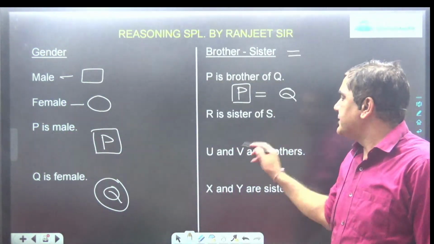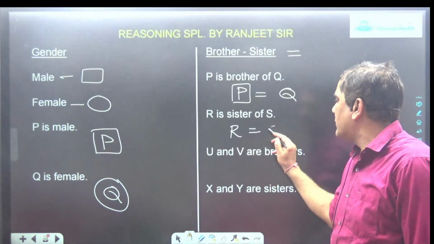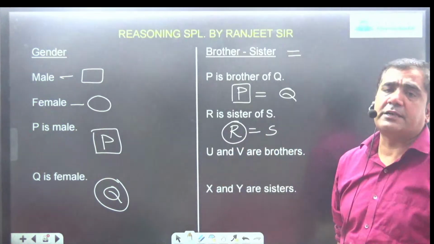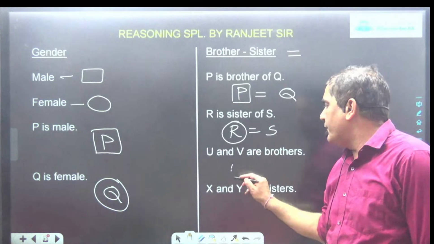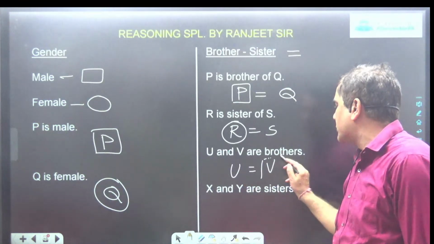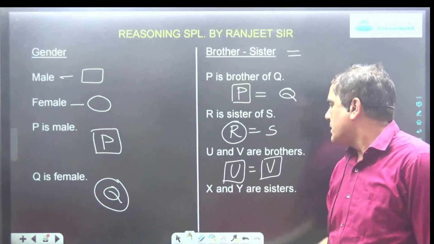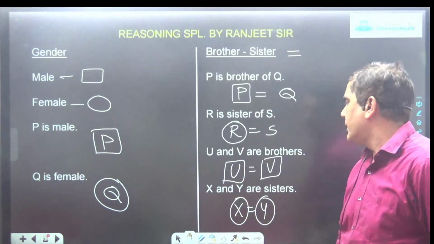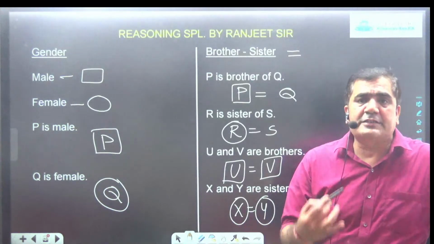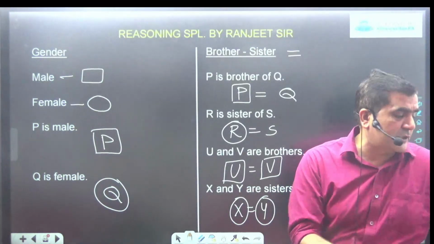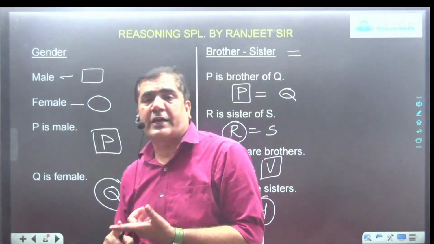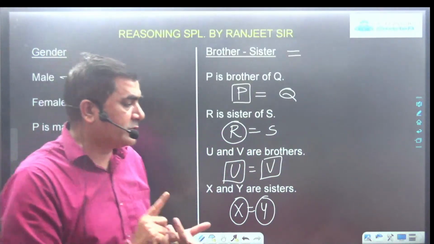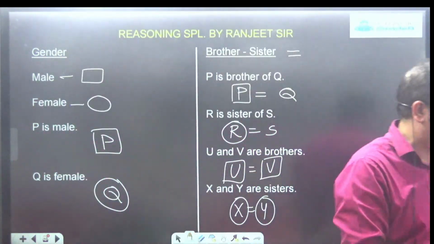Next one, R is sister of S, so R equal to S. R is sister means circle. Next, U and V are brothers means both are male. X and Y sisters means both will be female. So whenever any relation based on brother sister is going to come, my symbol will be the equal to sign in between them. Equal to stands for brother sister relationship.